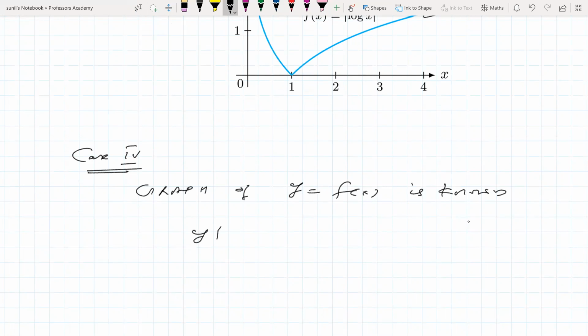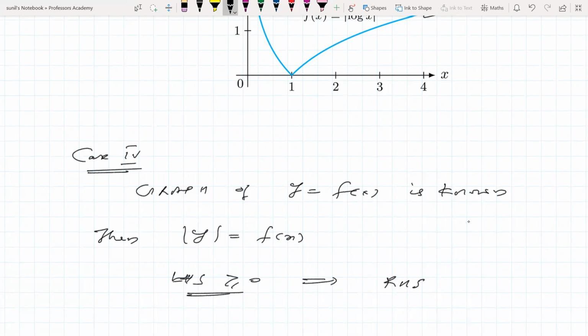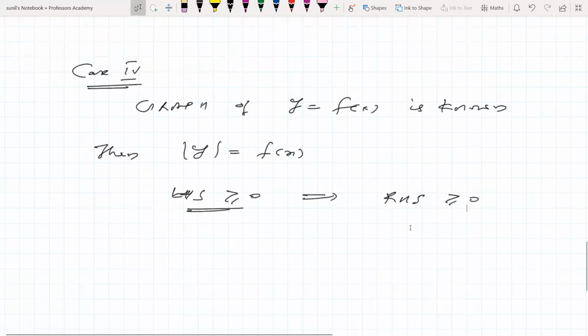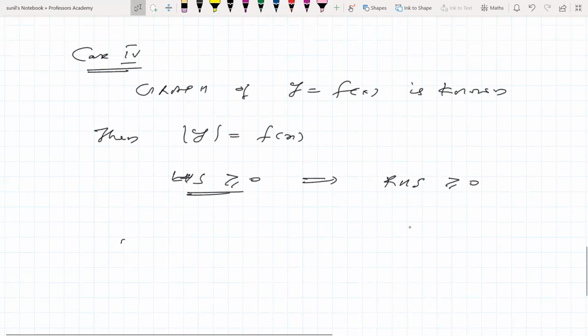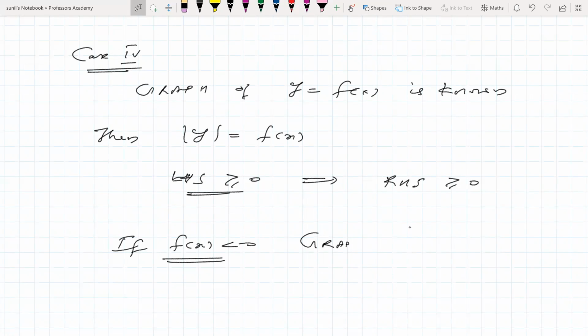Now how to find out the graph of modulus of y equal to f of x? You see, this left hand side is always positive, which means the right hand side also should be positive. What is the meaning of this? If f(x) is negative, then RHS becomes negative and LHS becomes positive. So the graph is not possible in this situation.